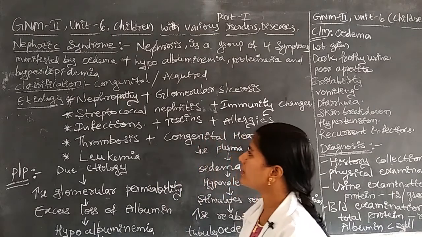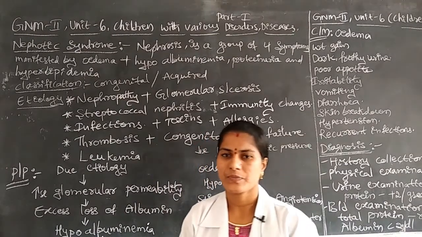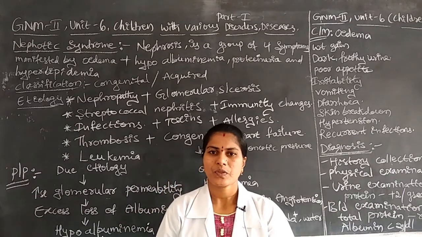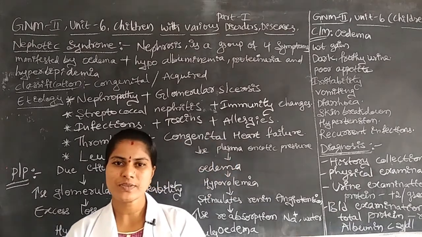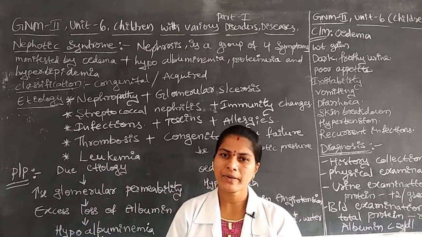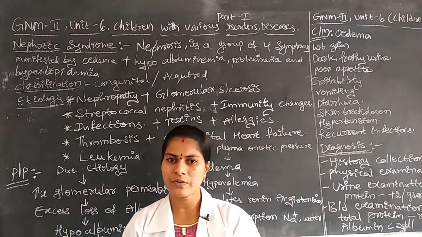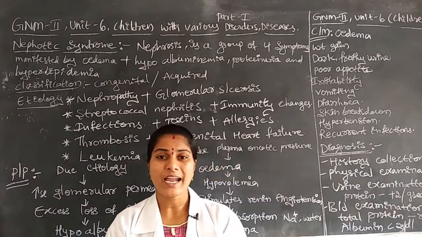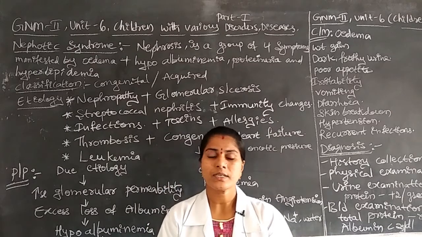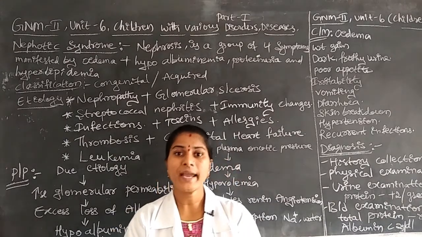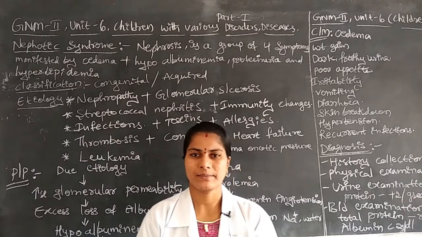Next we go for the classification. In nephrotic syndrome, mainly two types are there: primary and secondary. Primary nephrotic syndrome and secondary nephrotic syndrome. How does the child suffer with primary nephrotic syndrome? Primary nephrotic syndrome attacks by birth.